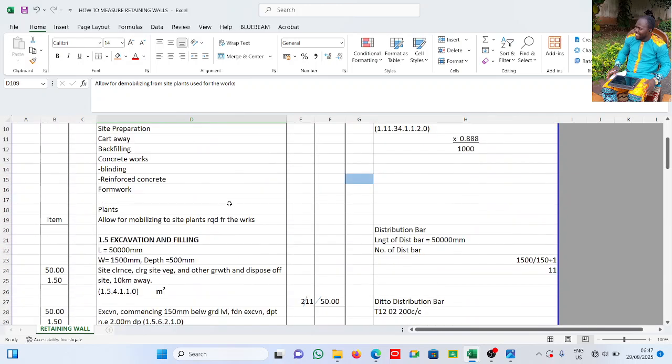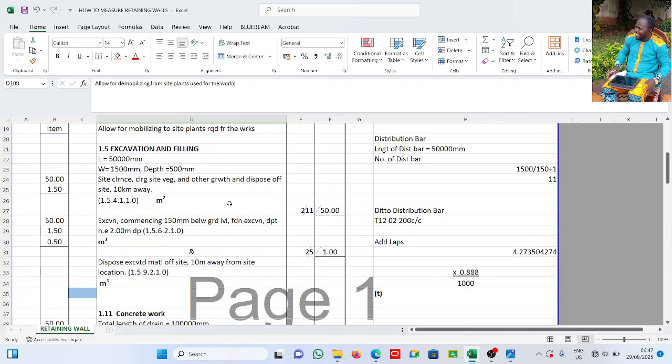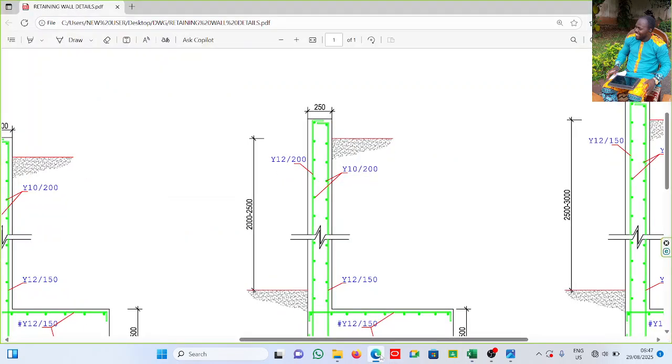All right, so excavation and filling. We said it is 50 meters, which is 50,000 millimeters. The width is 1,500. That's the drawing.